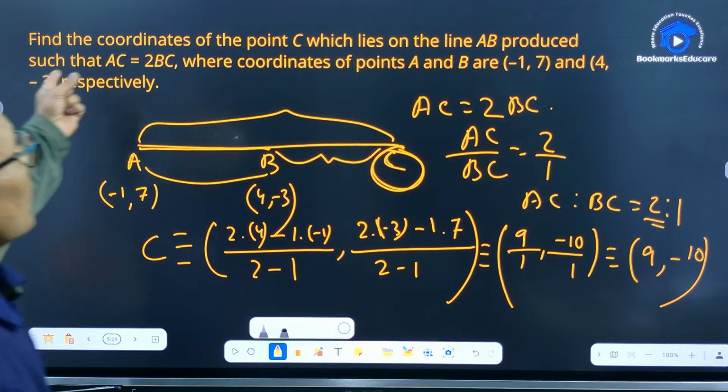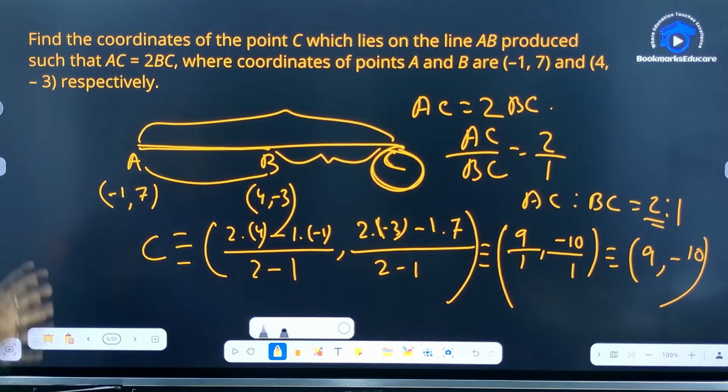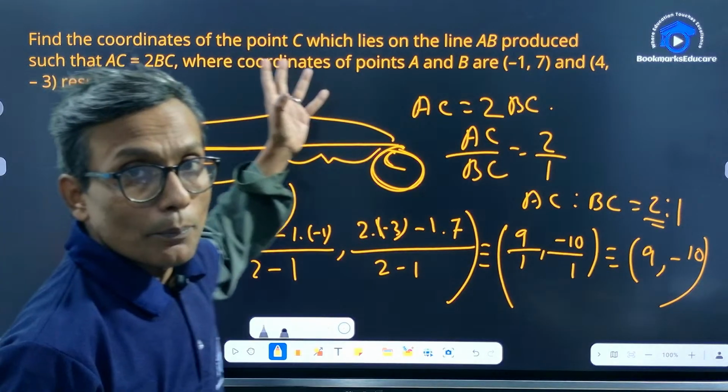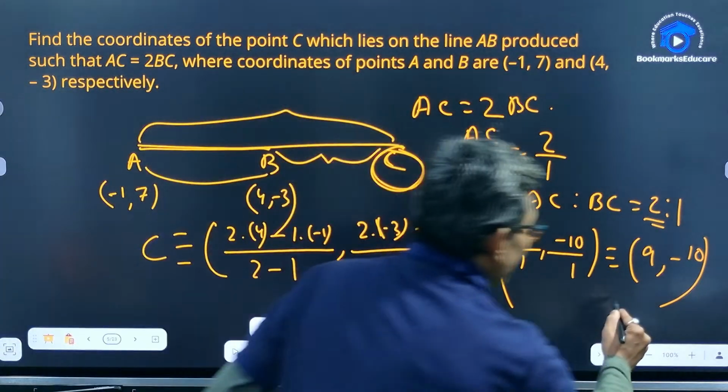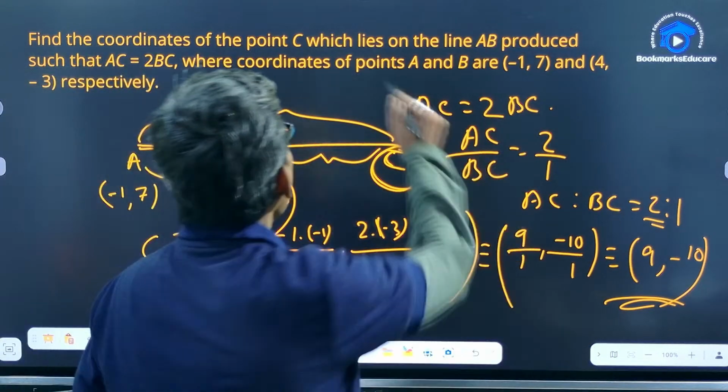So what we have to find out? We are asked to find out the coordinates of the point C. So this is the required answer, which is the coordinates of point C.